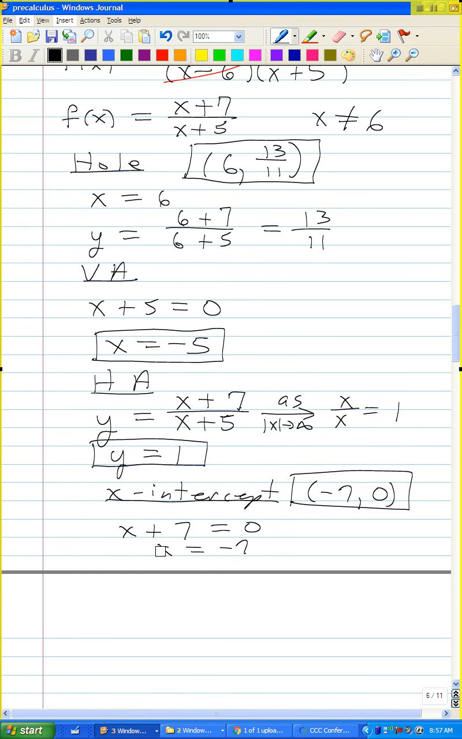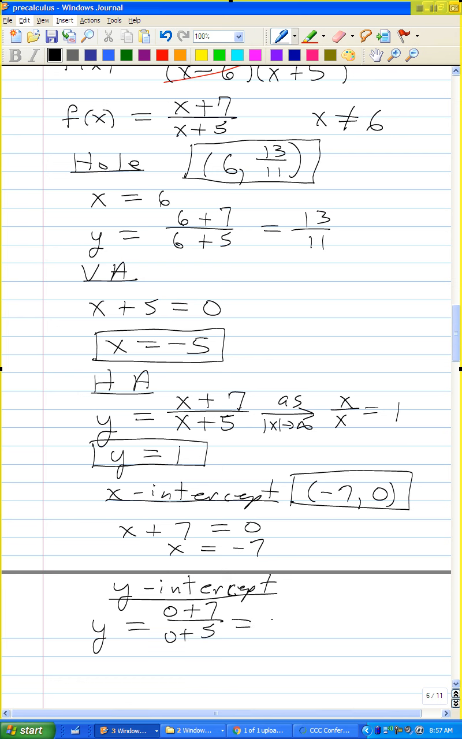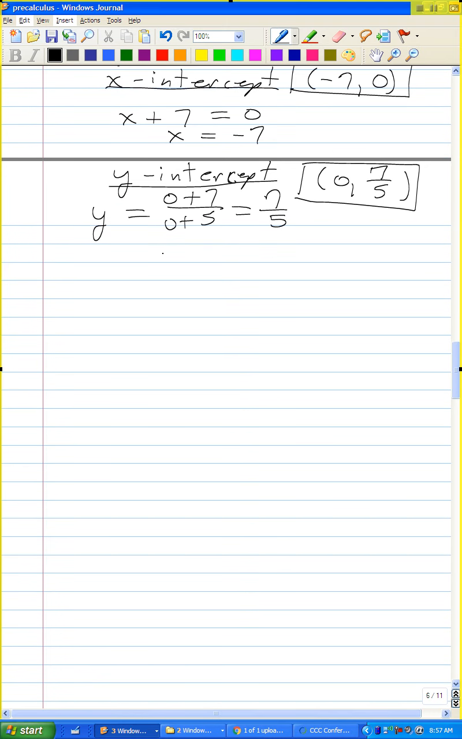So I set the numerator to 0, and so subtract 7 from both sides, so x equal negative 7. Next, let's find the y-intercept. And so I can find the y-intercept by letting x equal 0. And so the y-intercept is 0, 7/5. Okay, so that should be everything. So now I should be able to graph this.